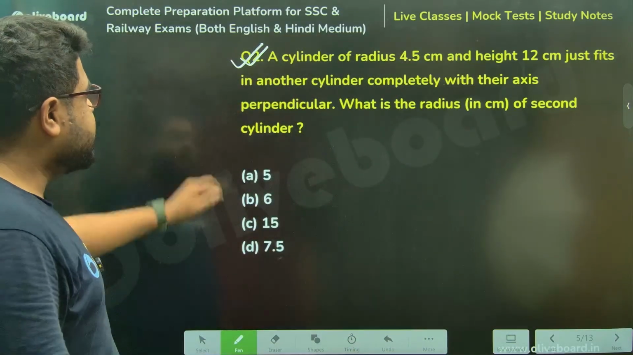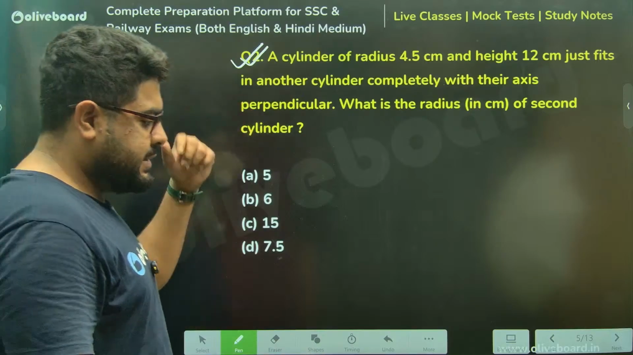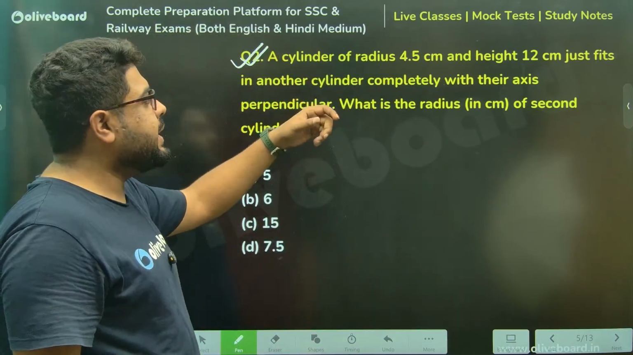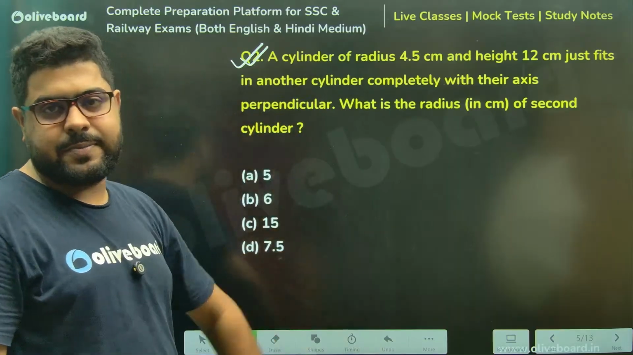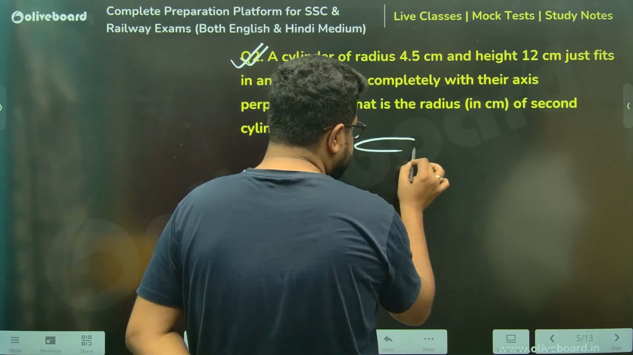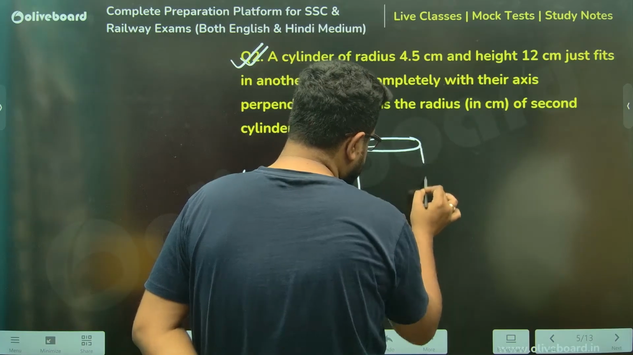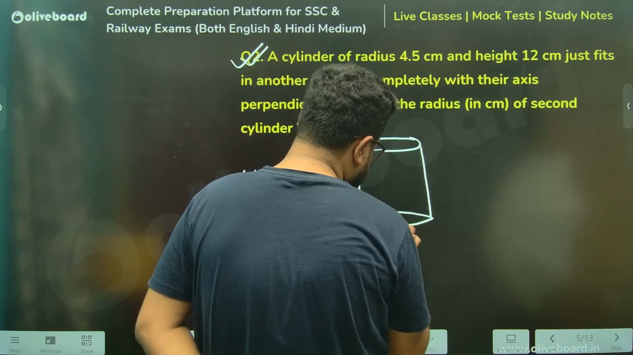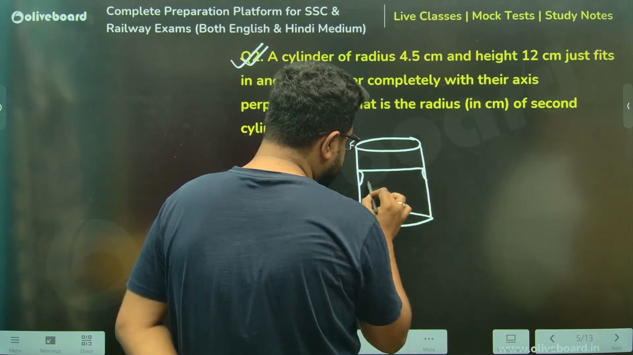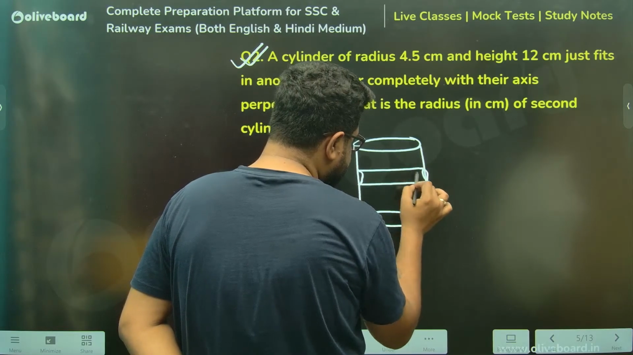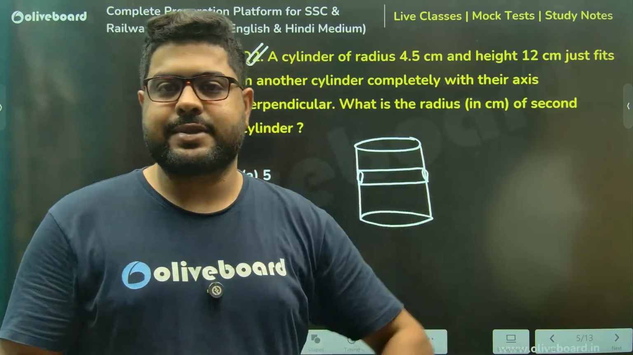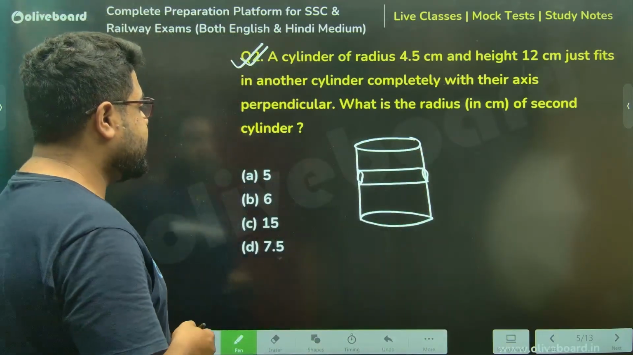What about this one? A cylinder of this radius and height fits completely inside another cylinder with their axes perpendicular. Meaning, if one cylinder is like this, there is another cylinder which looks something like this. They have perpendicular axes.